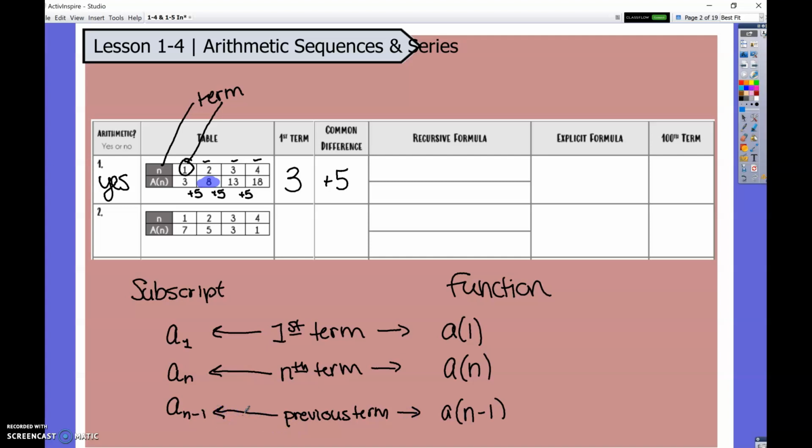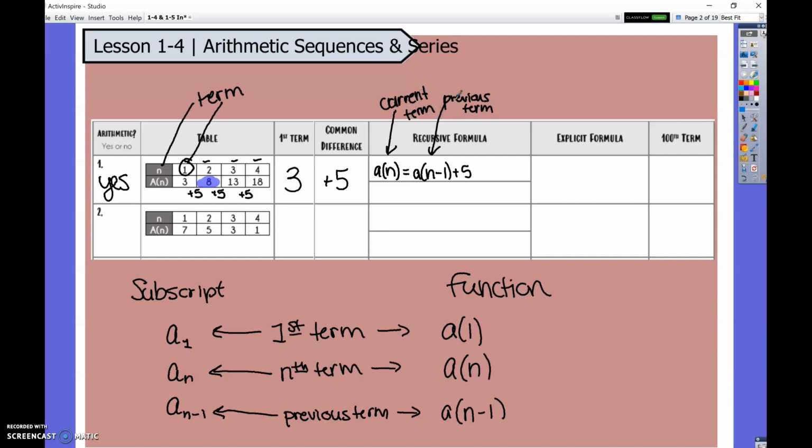So let me just give you an example of it here. I'm going to start with our function notation for our recursive formula. For this example, I would write A of n, that means any nth term, could be achieved by taking A of n minus 1 plus 5. That means you're taking your previous term plus 5 to get your current term or your nth term.